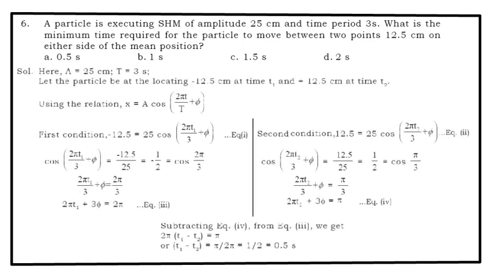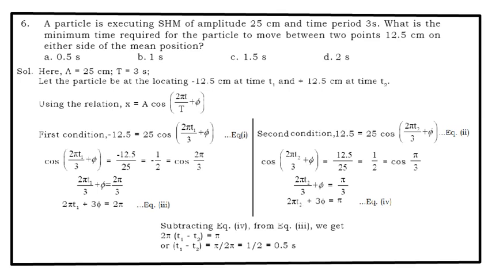Here A is equal to 25 centimeter, T is equal to 3 seconds. Let the particle be at the location minus 12.5 centimeter at t = t1 and plus 12.5 centimeter at t = t2. So using the equation x is equal to a cos 2 pi t by capital T plus 5, we get the following equation. So first you write it as minus 12.5.